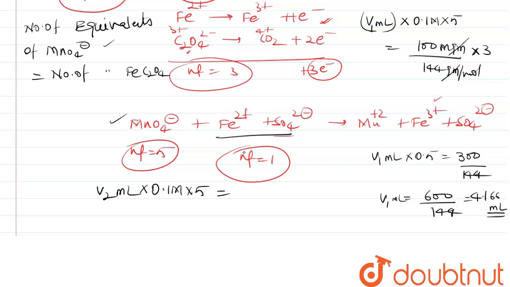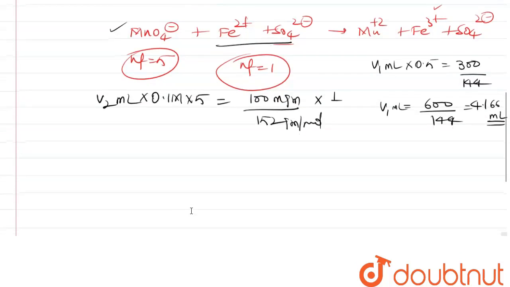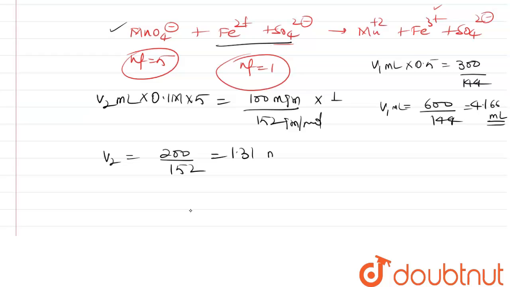Now in this case again, if we take V ml, 0.1 M and N factor 5, and the number of equivalents of ferrous sulphate, that is 100 milligram divided by the molecular weight of 152 gram per mole, into N factor 1, then we can find V2, which is 200 divided by 152, that is 1.31 ml.